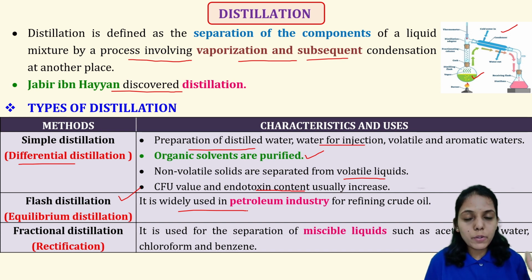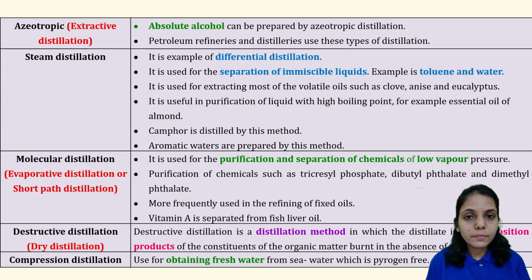Remember the alternative names wherever they come. It is used for the separation of miscible liquids such as acetone and water, chloroform and benzene. Because they have a certain difference in their boiling points, they can be separated. Although miscible, they can be separated. If it is immiscible, then a separating funnel is sufficient to separate the two liquids. But if it is miscible, then it becomes difficult. In that case, we can go for fractional distillation. Irrespective of the distillation, the mechanism and principle are the same.